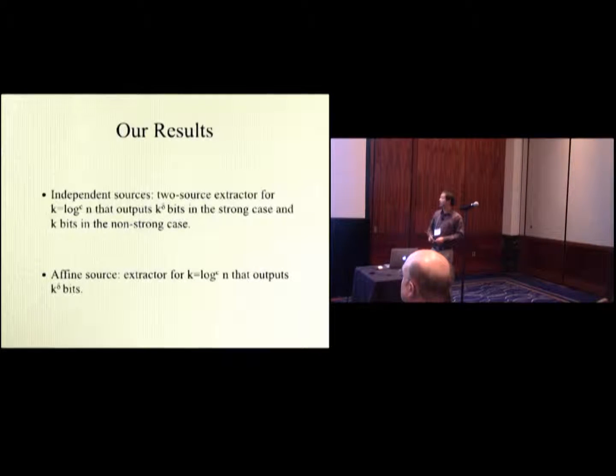Okay. In this paper, our main results are the following. The first result is an improvement of the Chattopadhyay and Zuckerman two-source extractor, where we can get essentially the same entropy, but we can now output k to the delta bits if we require the extractor to be a strong two-source extractor. If we do not need the extractor to be strong, we can actually output k bits or even close to 2k bits. And in the affine source case, we can now have an explicit extractor for polylogarithmic entropy that outputs k to the delta bits.